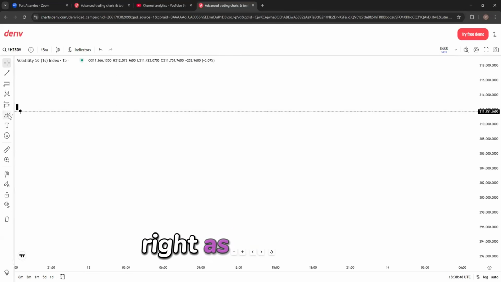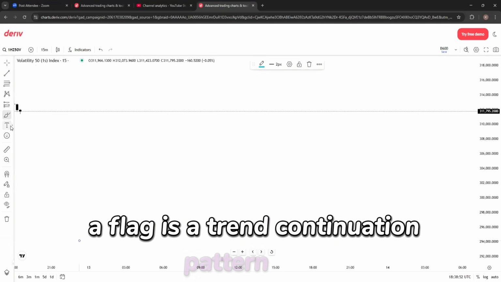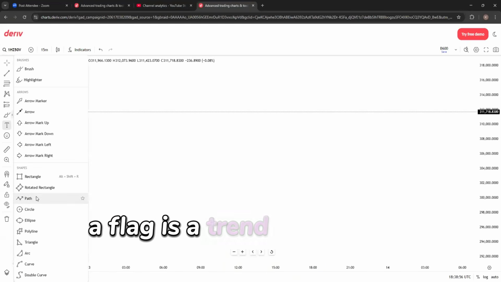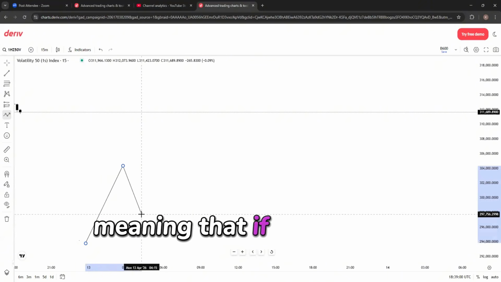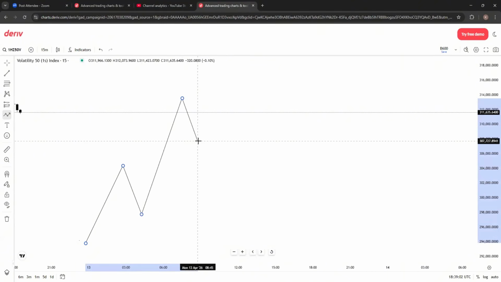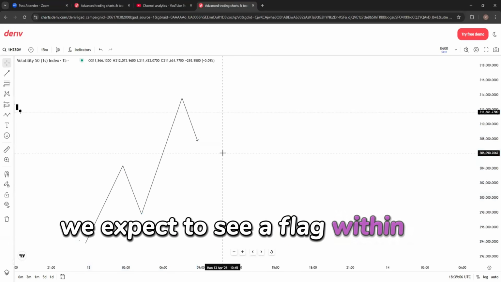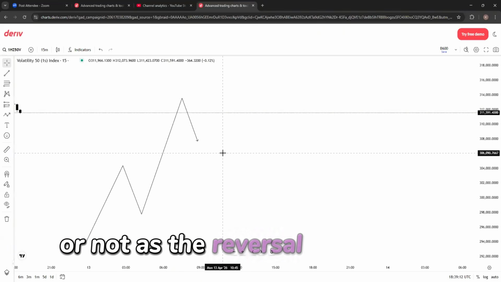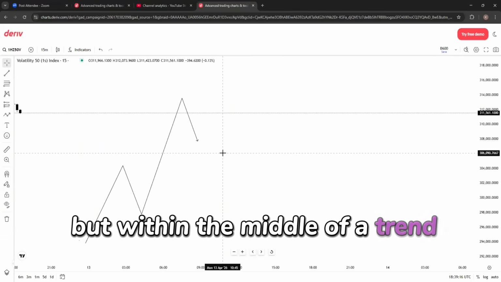Right. As we all know, a flag is a trend continuation pattern, meaning that if we are in an uptrend, we expect to see a flag within the trend, right? Not at the beginning or as the reversal of that trend, but within the middle of a trend.